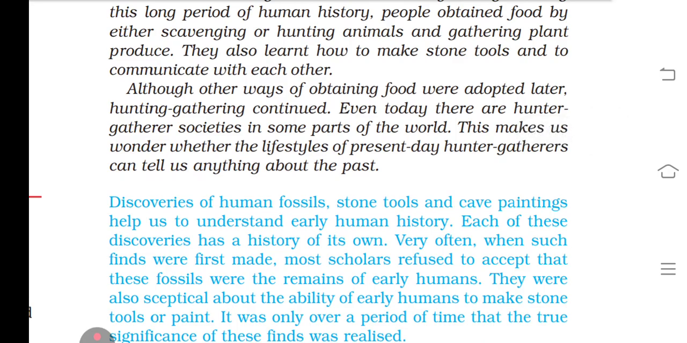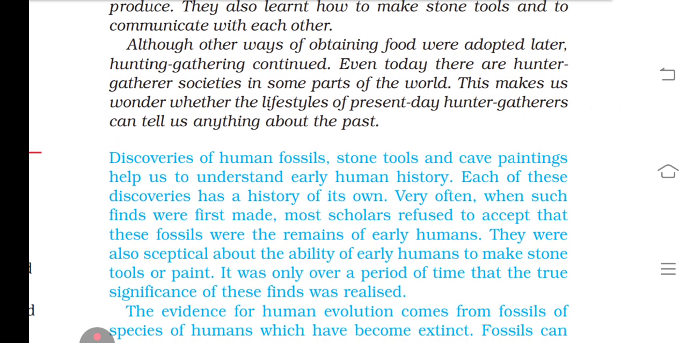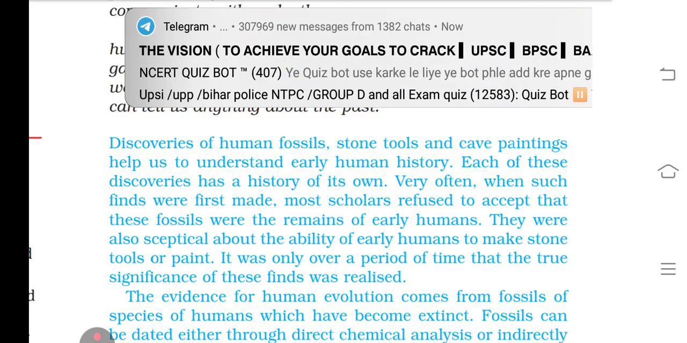scavenging or hunting animals and gathering plants and products. They also learned how to make stone tools and communicate with each other. All the other ways of obtaining food were adopted later. Hunting and gathering continues even today. There are hunter-gatherer societies in some parts of the world.